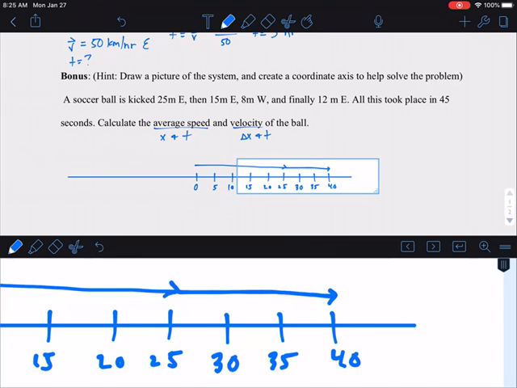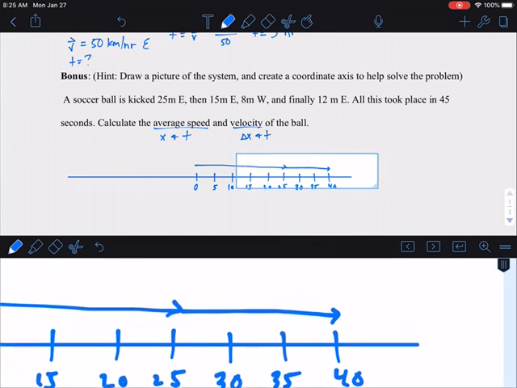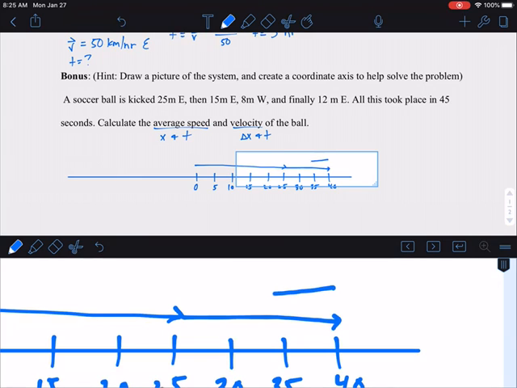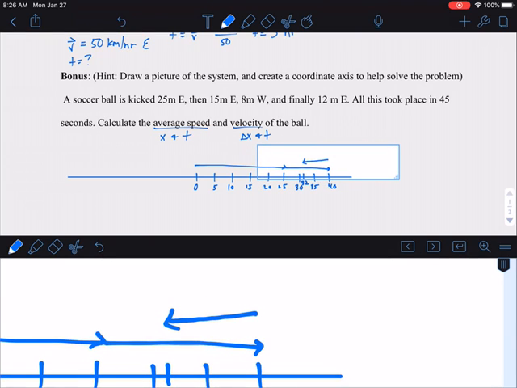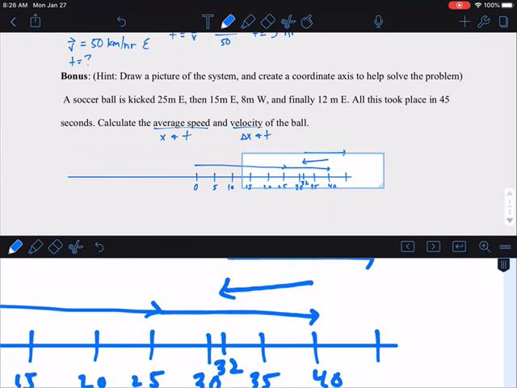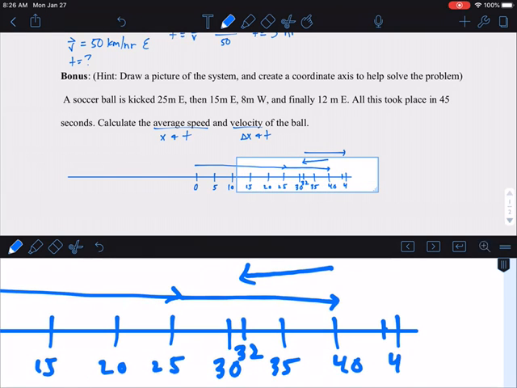Then 8 meters west, so our next movement was 8 meters west, so in the opposite direction, so that now we're going left. So now we end up at, looks like 32. And then finally another 12 meters east. All right, so now we go another 12 meters east, landing us at 44.